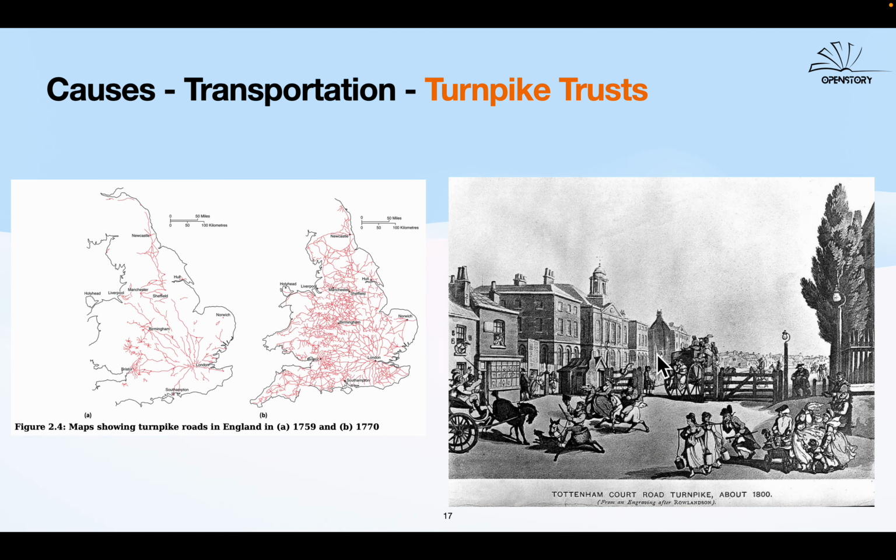There was also a small policy hack, turnpike trusts. Starting in the mid to late 1700s, private groups could build or improve roads, and then charge tolls to recover costs and make a profit. Incentives worked. Road quality jumped. Food and goods moved around the country faster and cheaper, and business got livelier.